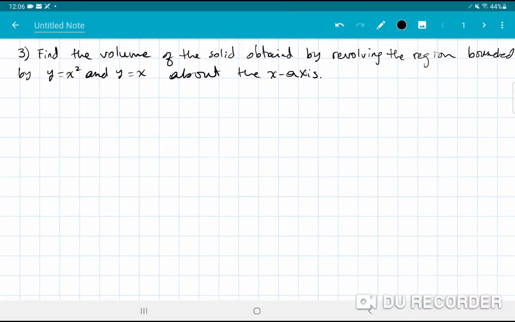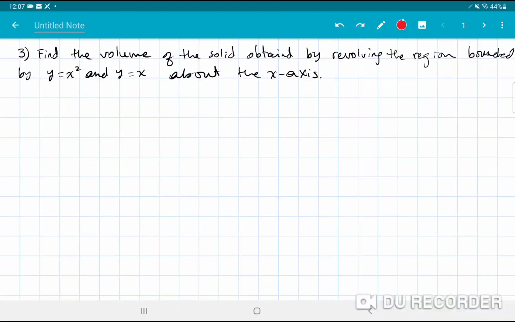All right. I'd like to do a couple of examples of solids of revolution here. This is the problem I did in class, so I just want to refresh. To find the volume of the solid obtained by revolving the region bounded by y equals x squared and y equals x, we want to revolve it about the line y equals 0, or the x-axis.